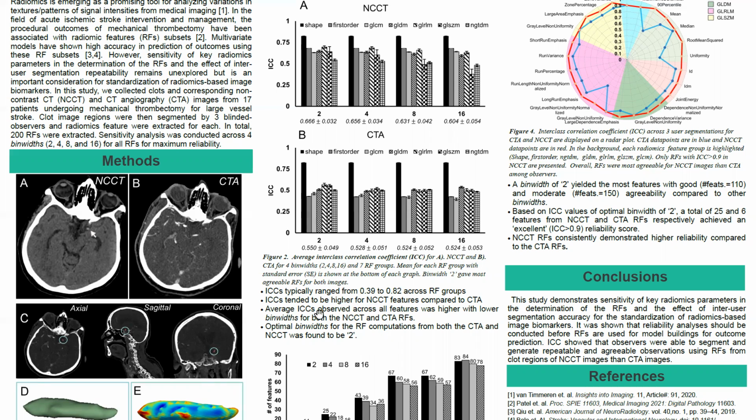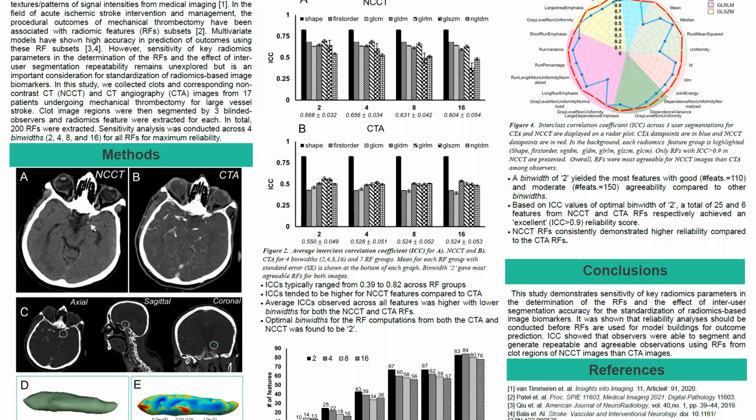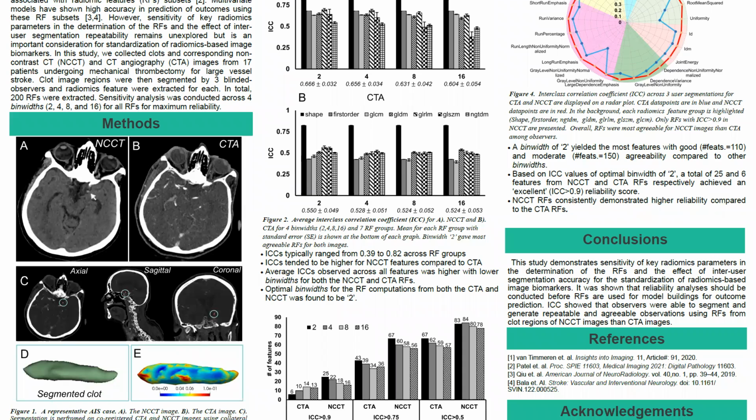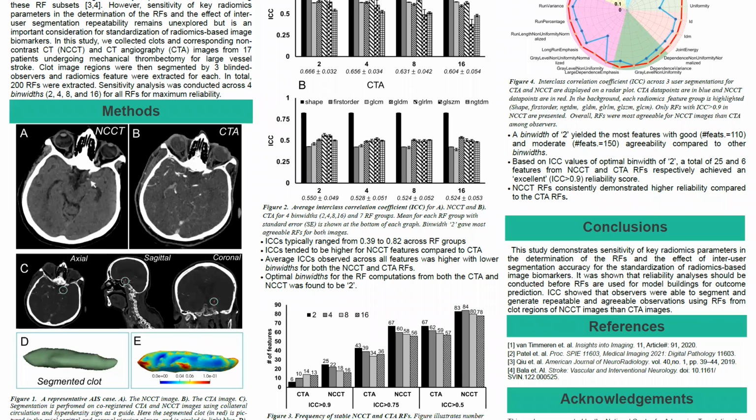Again, as I said, average ICCs observed across all features was higher with lower bin widths for both the NCCT and CTA radiomic features. And the optimal bin width for radiomic feature computation from both the CTA and NCCT, as I mentioned, was found to be 2. So the lowest bin width was something that was giving the best performance.